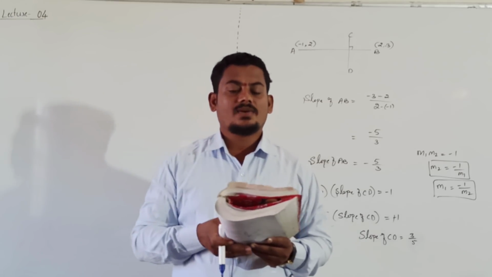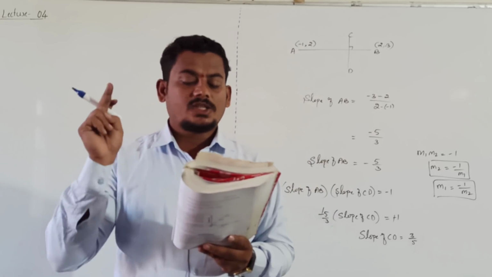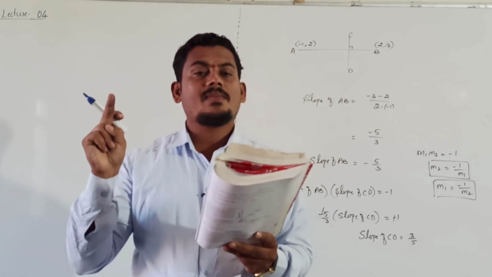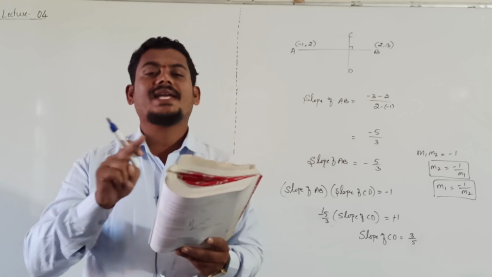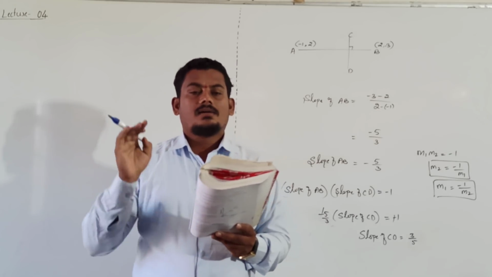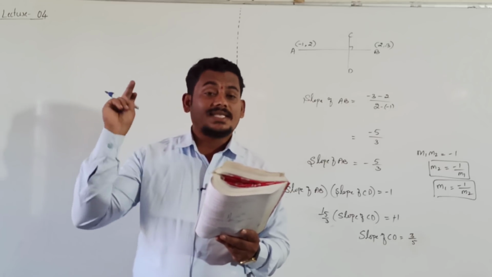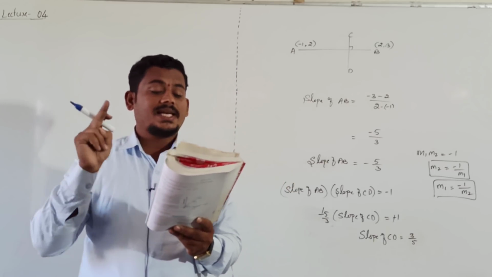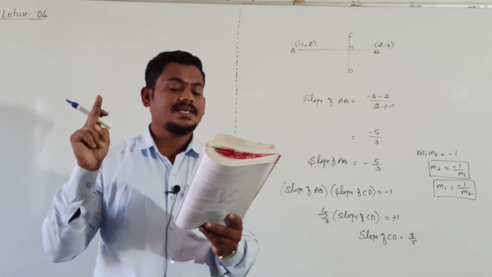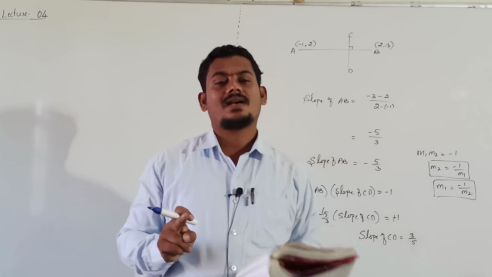Once again I will read the question, right? Line through the points -2, 6 and 4, 8. One line passing through 2 points. This line is perpendicular to the line joining the points 8, 12 and x, 24, right?